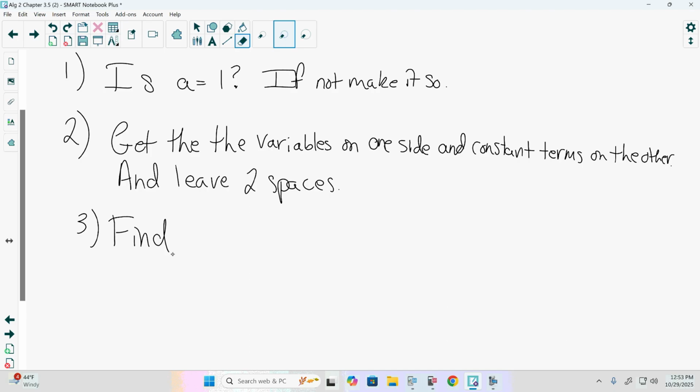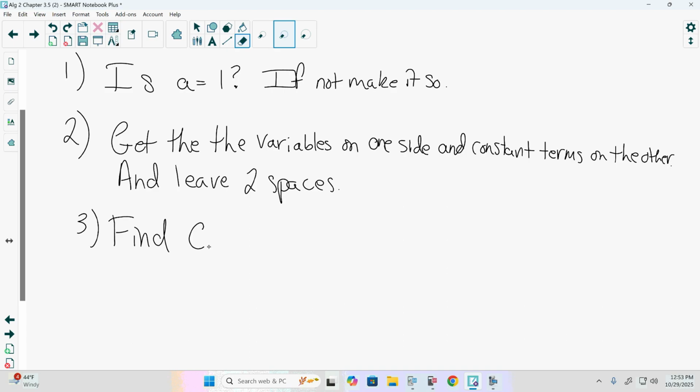Step 3. So get the variables on one side, constant terms on the other. So we want the variables, the x squared term, x, the variable being squared, and the variable to the first power on one side, and their coefficients, and then the numbers on the other. Terms with variables on one side, terms without variables on the other.